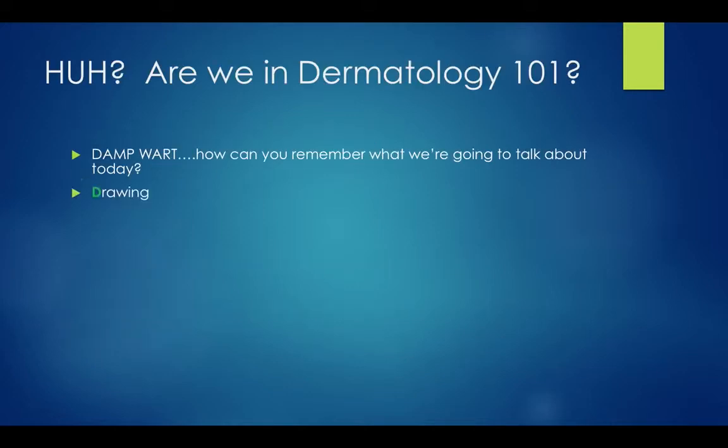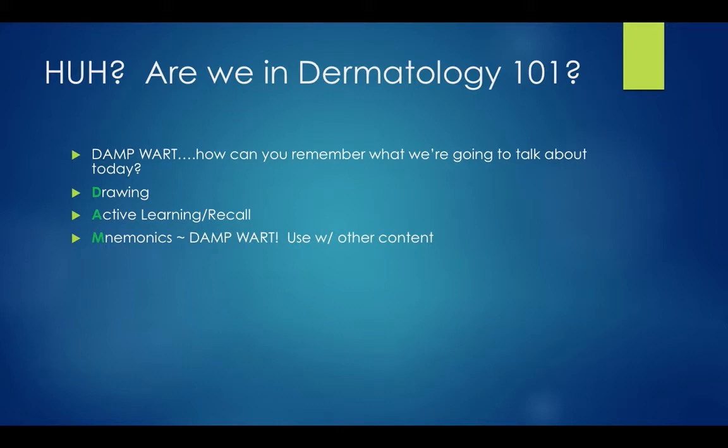So, what are they? D is for drawing. A is for active learning and recall. M is for mnemonics, just like damp wart. P is for pegging, which is a type of mnemonic. W is for word roots, looking up those word roots so you know what they are.